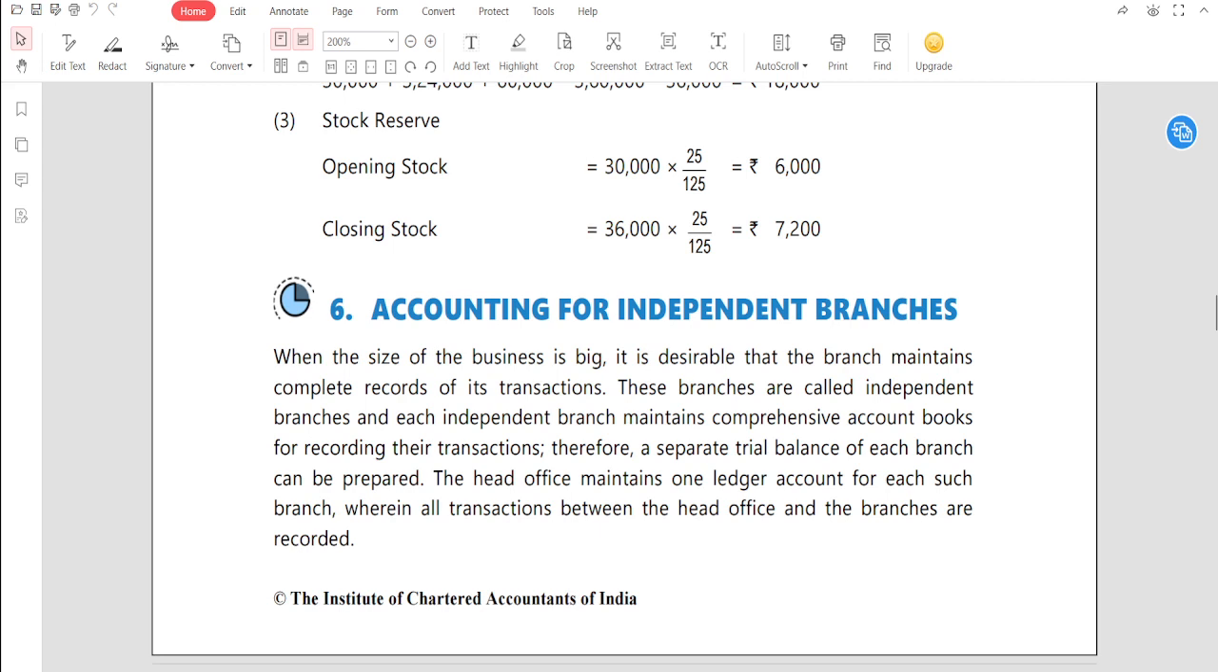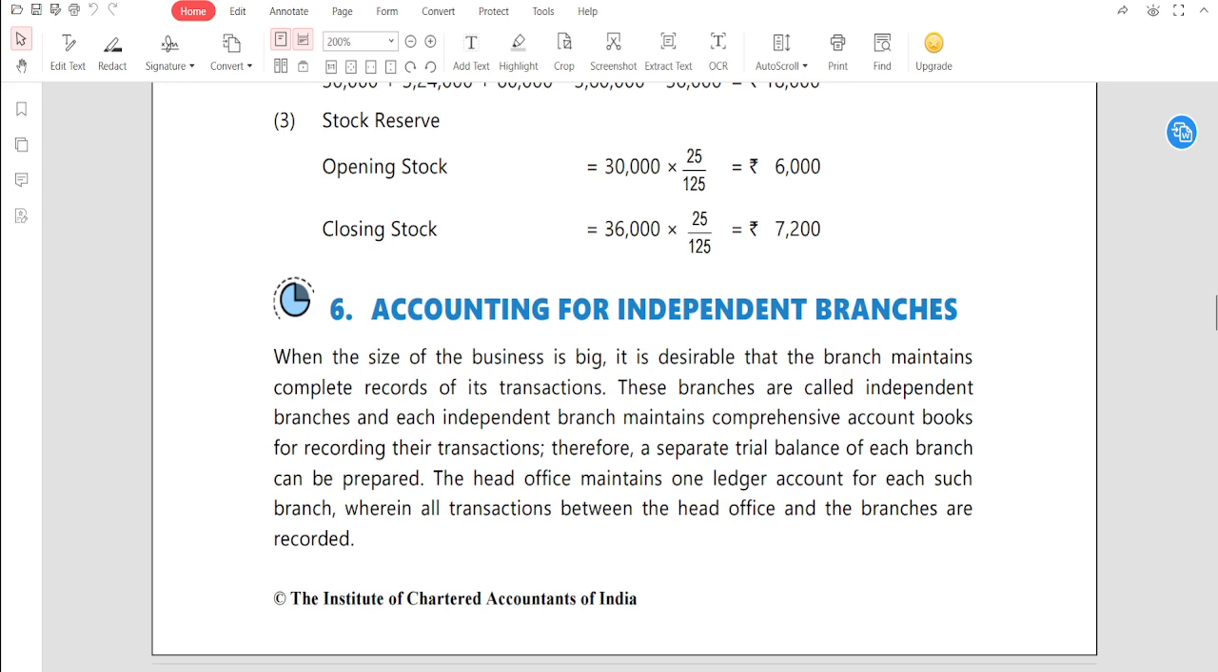And now we are going to discuss the independent branches thoroughly. See, the name itself says independent. It means that when the branch itself works independently, then the concept of independent branches comes into the picture. We need to understand first: when the size of the business is very big, and the branch wants to maintain all its transactions separately, then the concept of the independent branch comes into the picture.